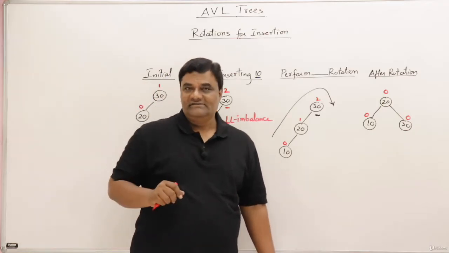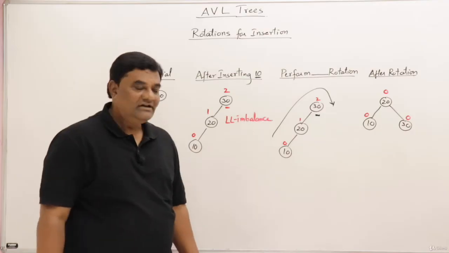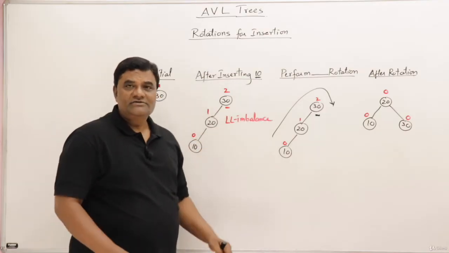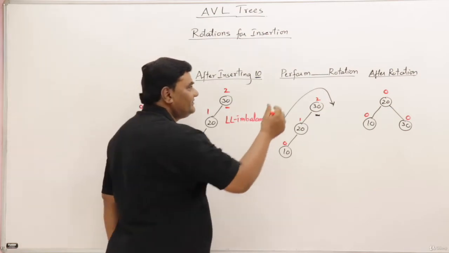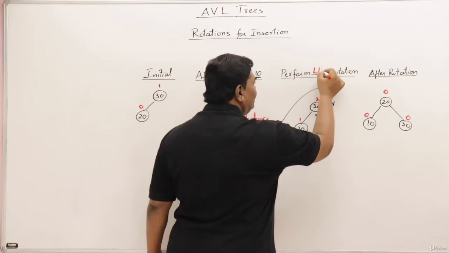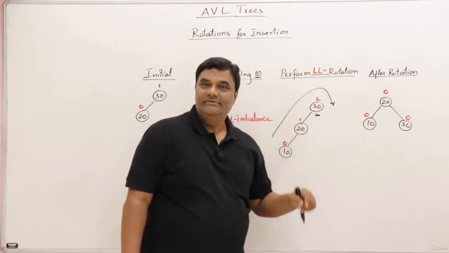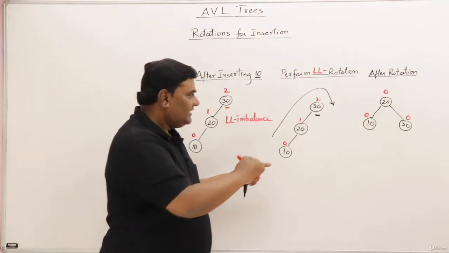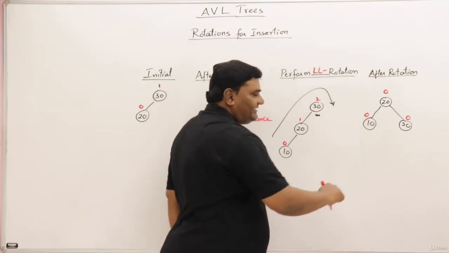Now a few important things. First, what should be the name of this rotation? I explained it as LL imbalance, right? So let us call the rotation also LL rotation. Based on the imbalance, I have given the rotation the name LL. Now you can say that no, it is rotating on the right hand side. We are pulling it on the right hand side.